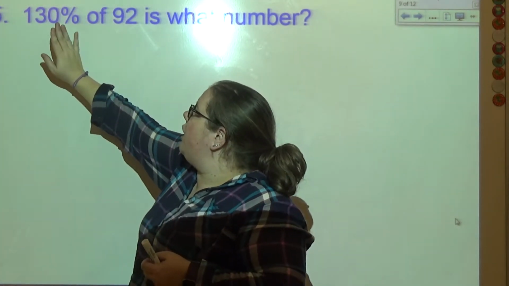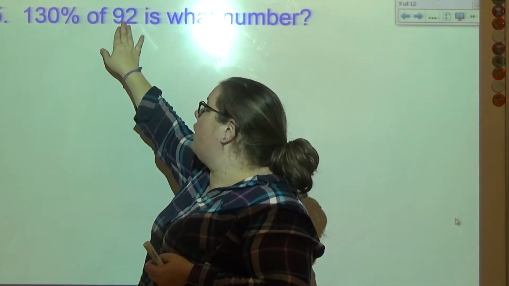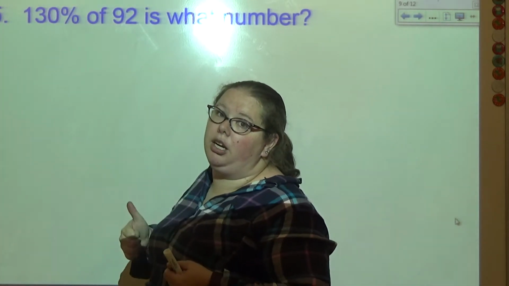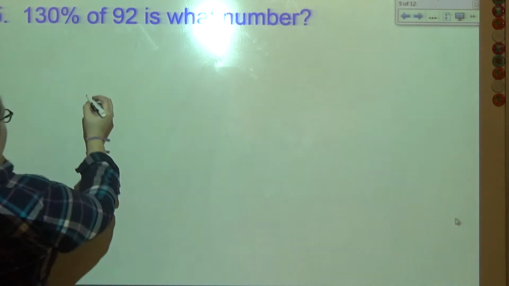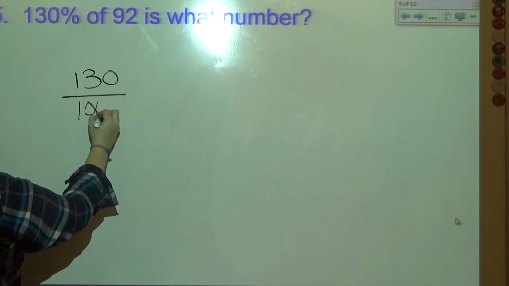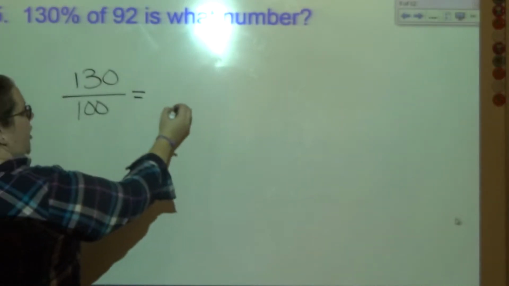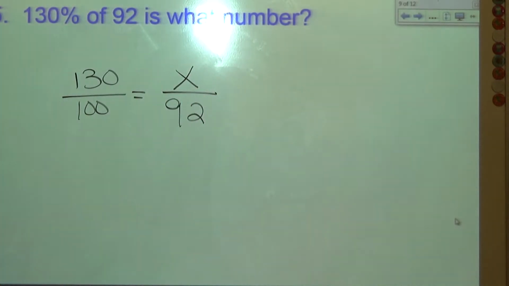So we need to find 130% of 92. This is our whole, but our part is going to be bigger because we're increasing that number. So my percent over 100, and finding it of the whole is the part, but again, the part is going to be bigger. Cross multiply.